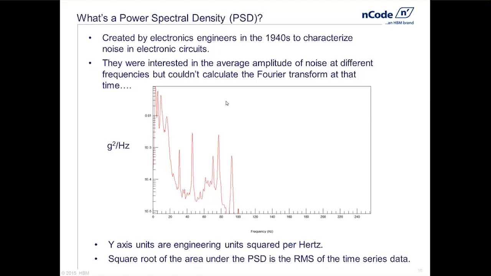The y-axis, the vertical axis, is going to be some engineering units squared per hertz. A lot of times when we're looking at PSDs, it's going to be accelerometer data, although it doesn't have to be. In that case, you'd probably see something like g squared per hertz. And if we take the square root of the area under the PSD, that is simply going to be the RMS of the original time series data.